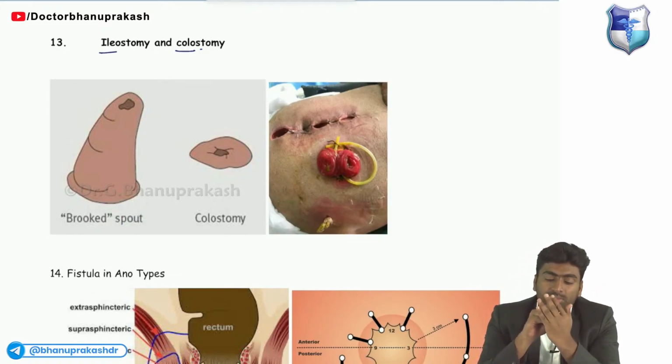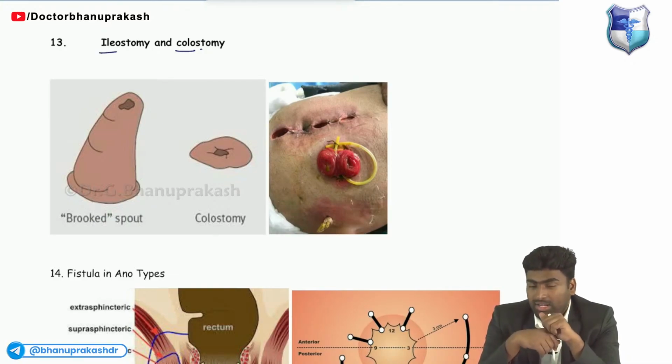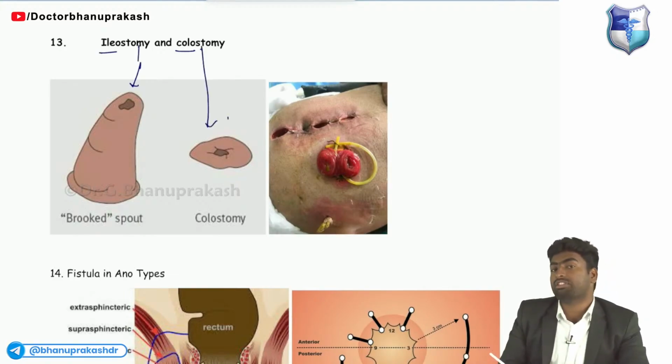Whereas in the case of colostomy, it will come with formed stools. So we don't need to make a spout to attach to the outside. We can attach to the skin because it will cause less excoriation. Then we can attach a bag and collect the fecal matter. So remember, this spout is classically seen in the case of ileostomy, whereas colostomy will not have the spout.